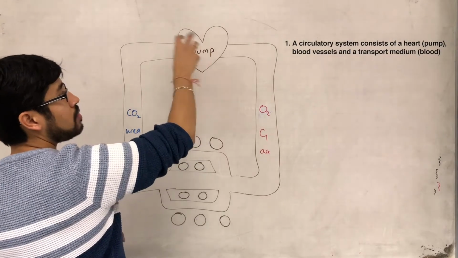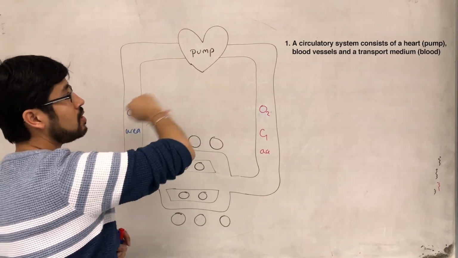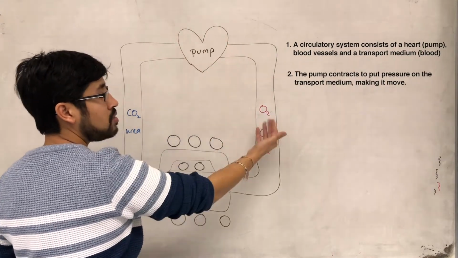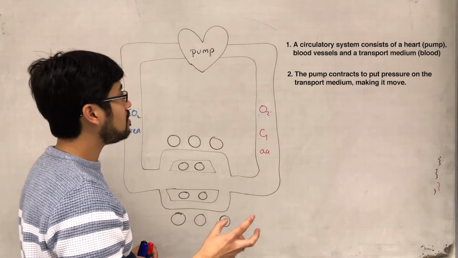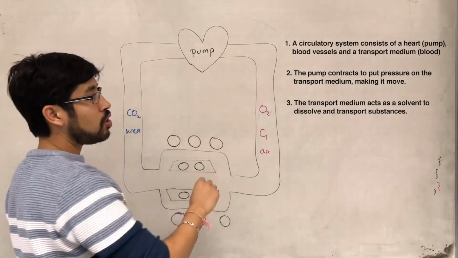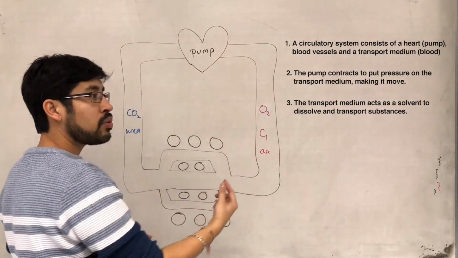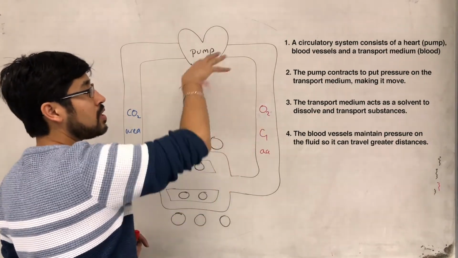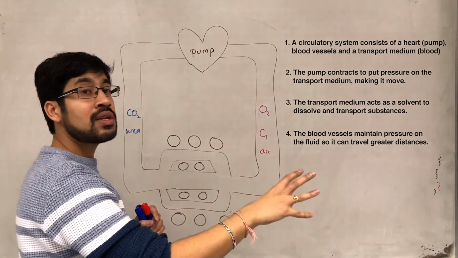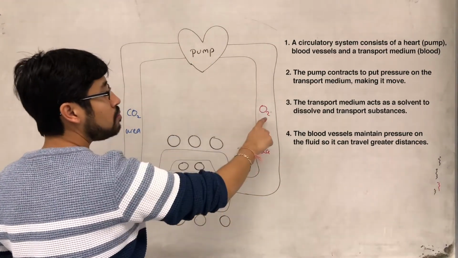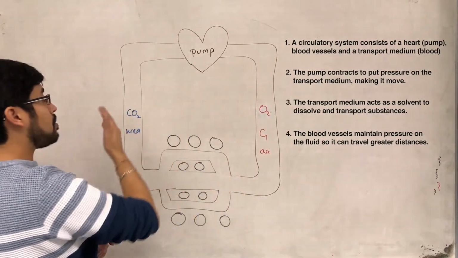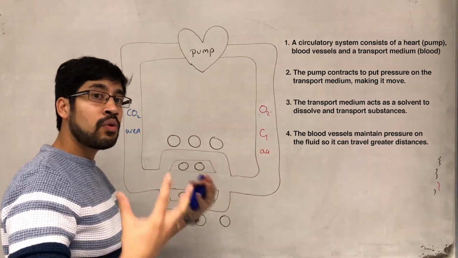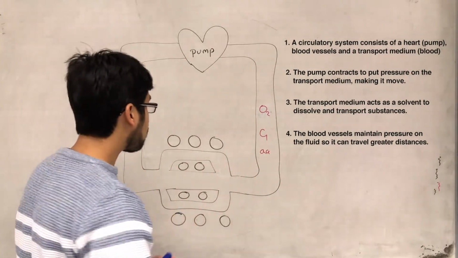The heart's job is to create the pressure by contracting. The fluid's job is to dissolve substances and carry them places. And the blood vessel's job is to keep the fluid enclosed, thereby keeping the pressure on the fluid so that the fluid then moves a great distance. In this way, we can move things like oxygen, glucose, carbon dioxide, and urea very great distances, and it allows organisms to be that much bigger.